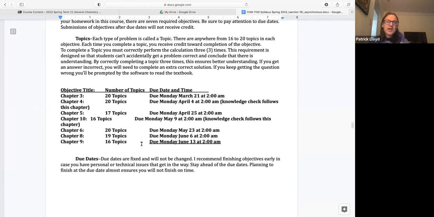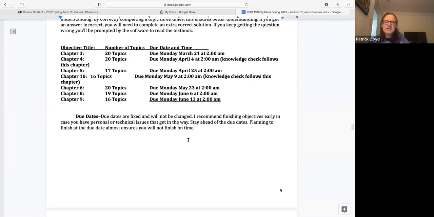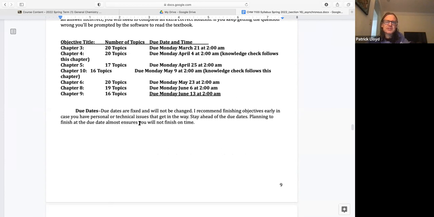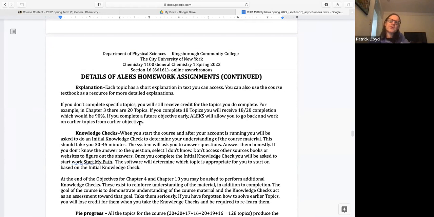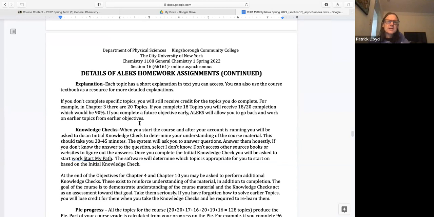This last one here is underlined because it's only a week after the one previous to it. So chapter 8 is due the 6th, and then chapter 9 is due the 13th. Again, just stating the due dates. If you get 80% of it done, you get 80% credit. If you get 90% of it done, you get 90% credit. It's not like you didn't complete it, so you get a 0.